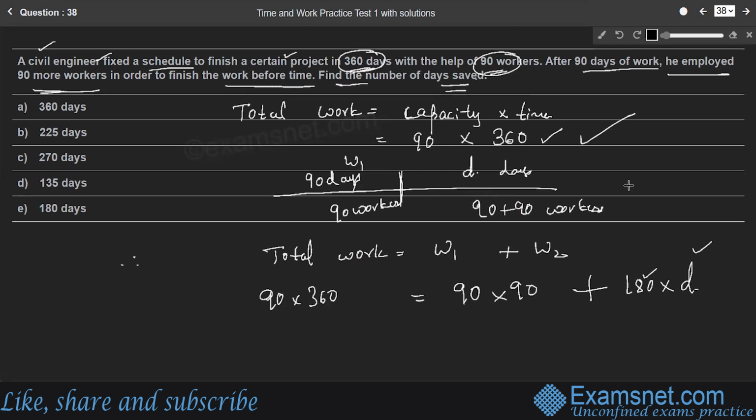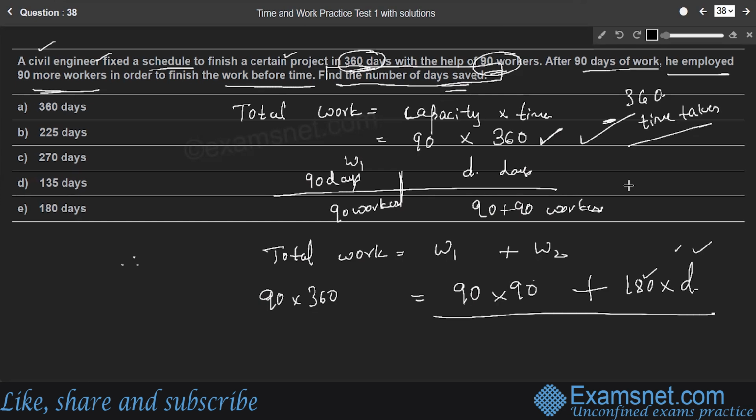Here the question is to find the number of days saved. According to his plan, it was 360 days. So here we need to consider 90 plus how many days they actually took, so minus the time taken in the actual case. This gives the time or number of days saved.